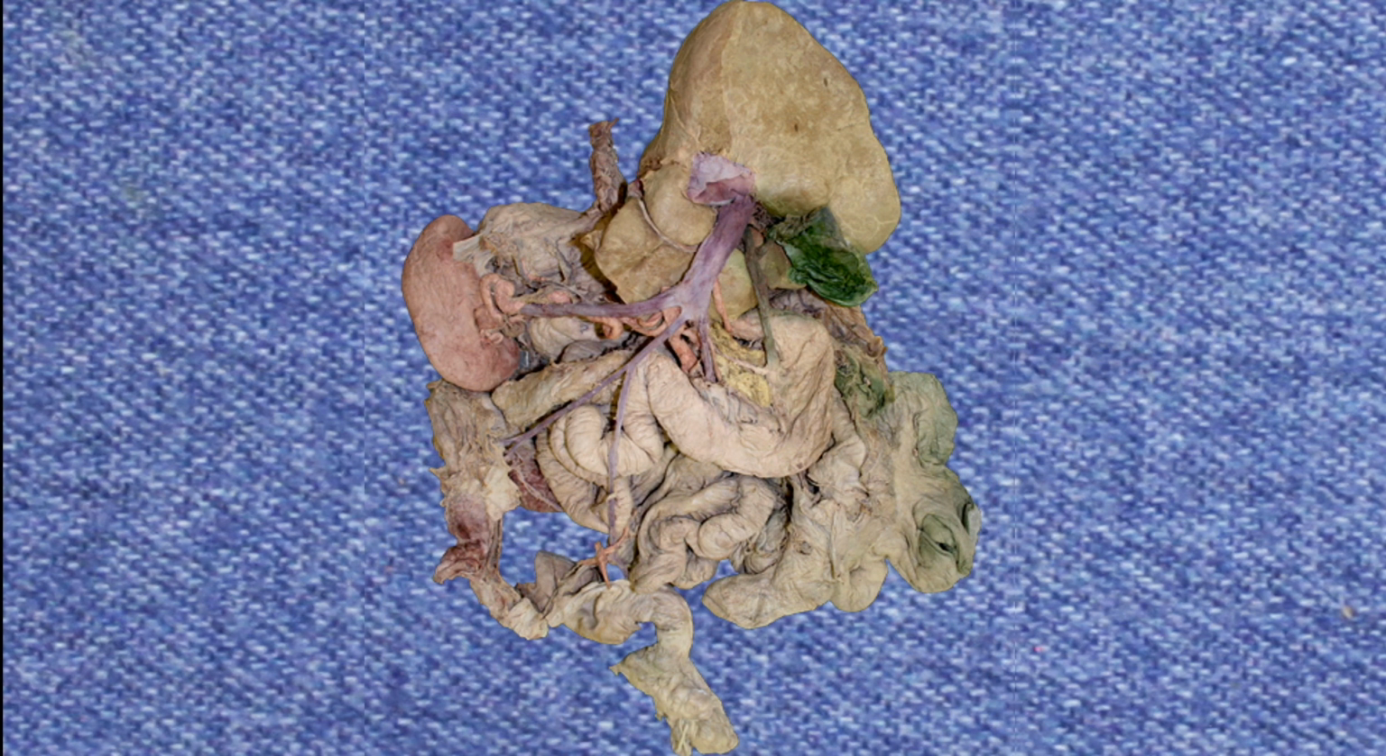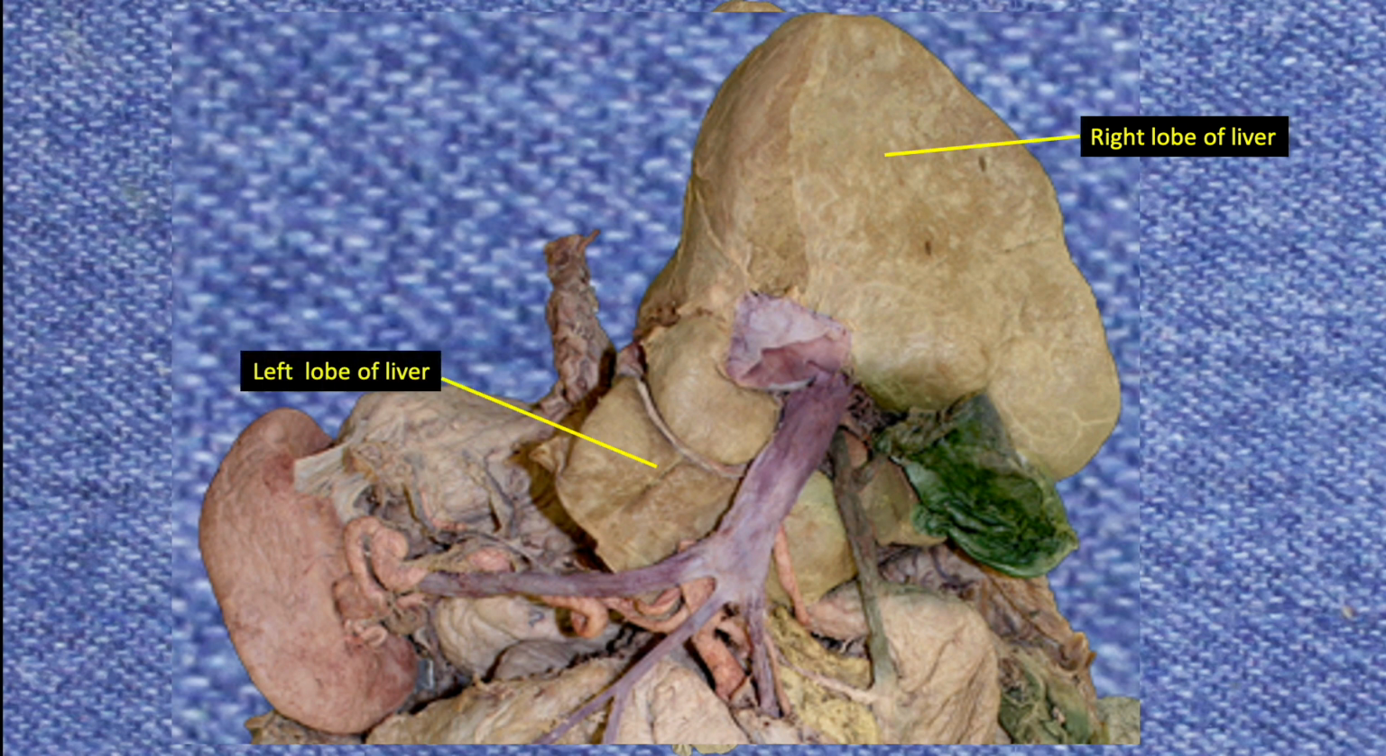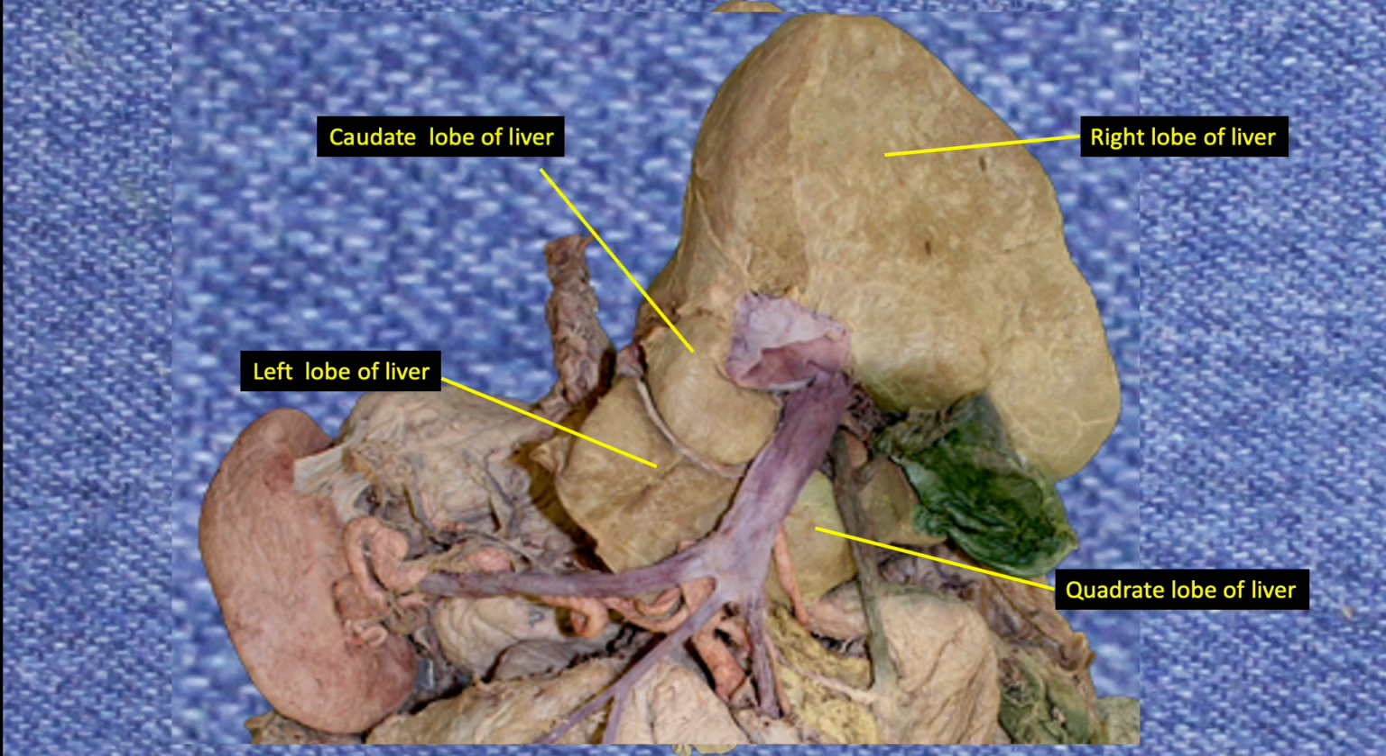Given that we had taken the entire GI tract out of the cadaver, we can look at it from behind, as is being shown in this image. And if we zoom in on the liver, we can appreciate its different lobes. The right lobe and left lobe of the liver we saw from the front. But now we can distinguish the quadrate lobe, because it looks somewhat square, from the caudate lobe, which is at the back of the liver.